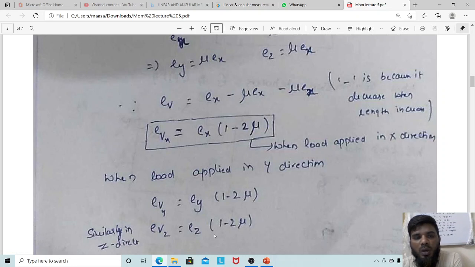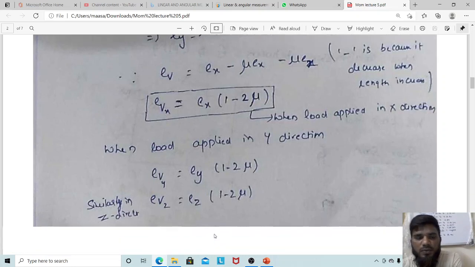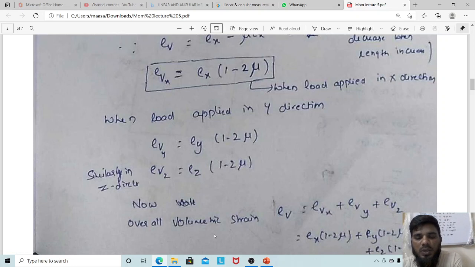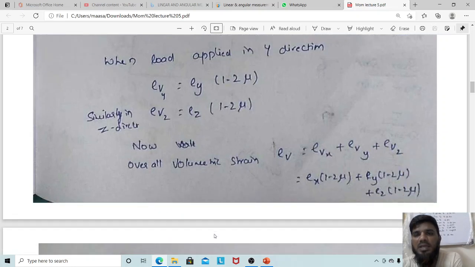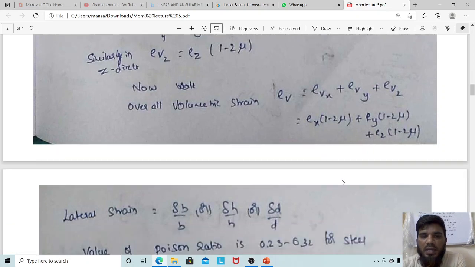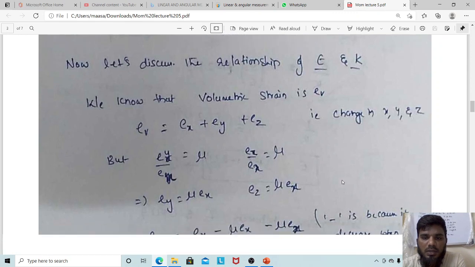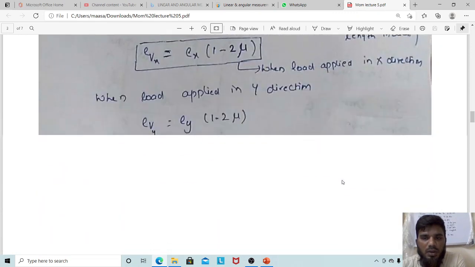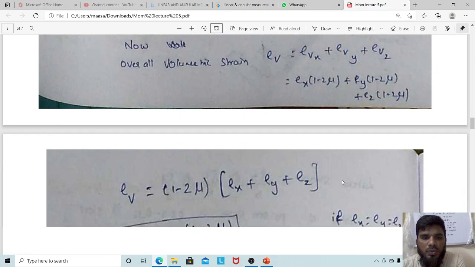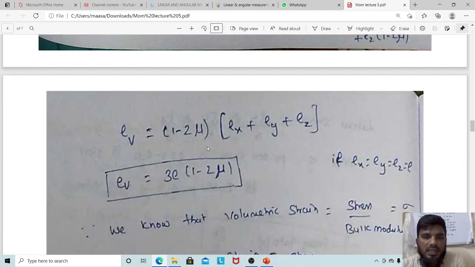Now the overall volumetric strain because of all the forces is Ev is equal to Evx plus Evy plus Evz. Now we add all these. In this we are going to get 1 minus 2 mu common. So if you take 1 minus 2 mu common, that is 1 minus 2 mu of Ex plus Ey plus Ez.